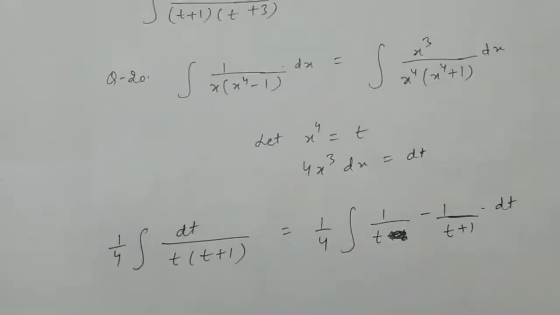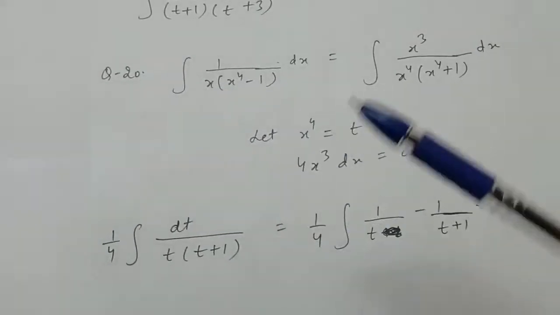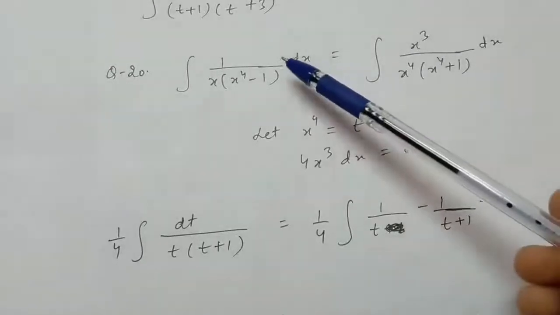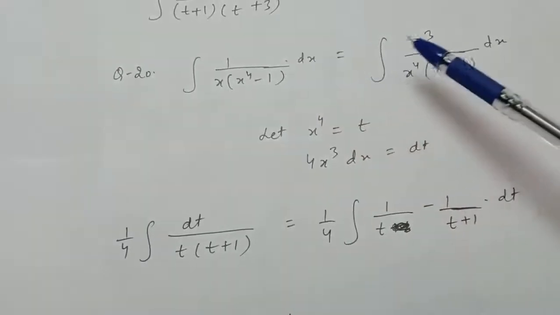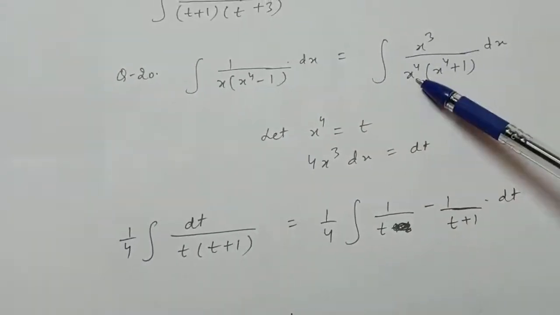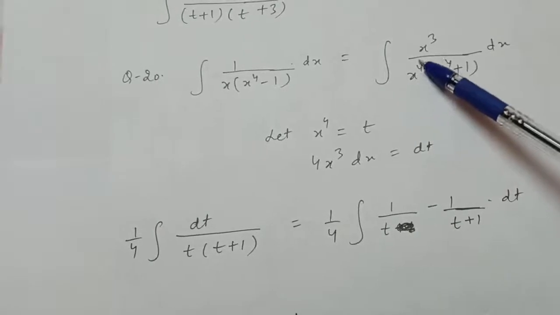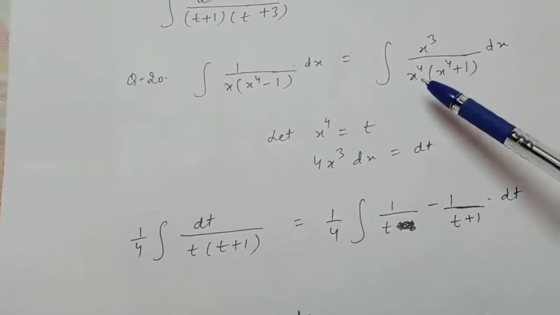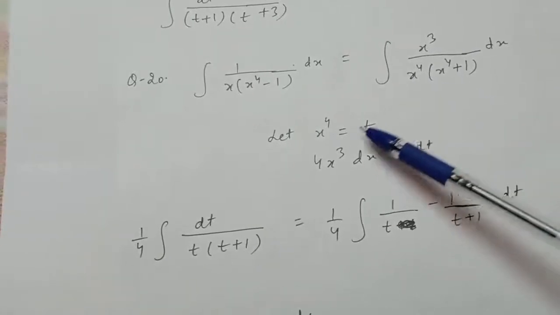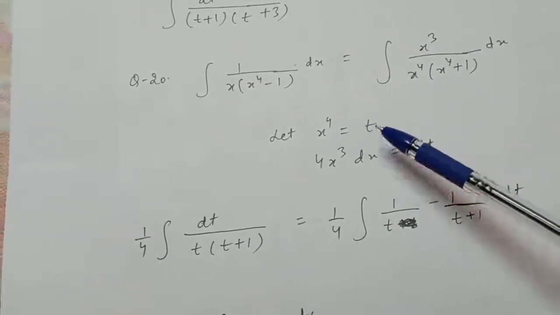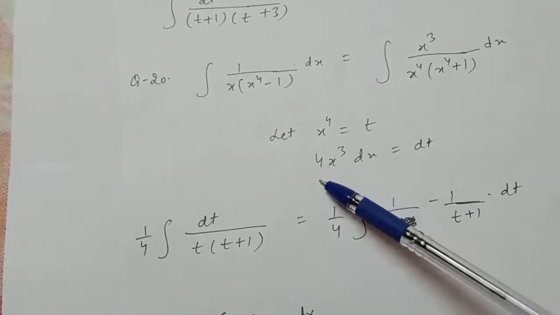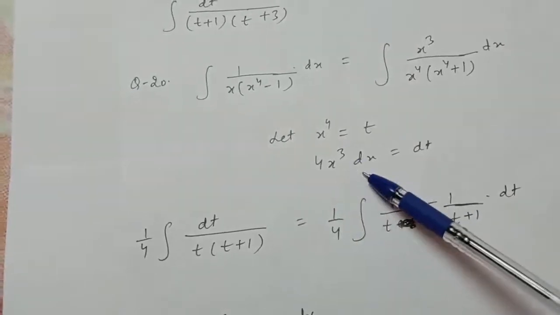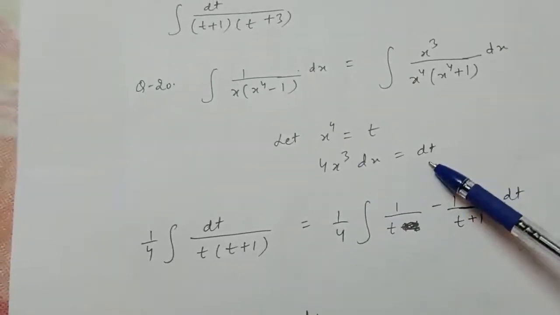So we will apply the same procedure, multiply and divide the function with the x cube, right? So this will become x raised to the power 4 and here in the numerator x cube will come. Now you can easily take x raised to the power 4 as equal to t. Then after differentiating you will get 4x cube into dx equal to dt.